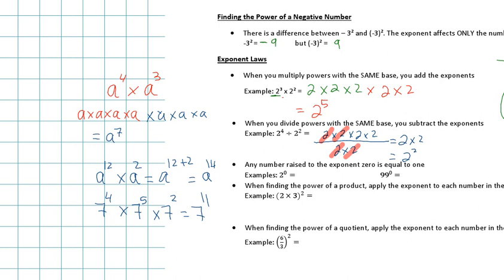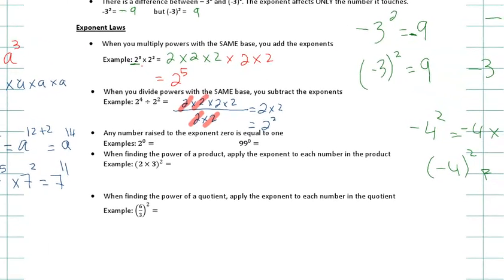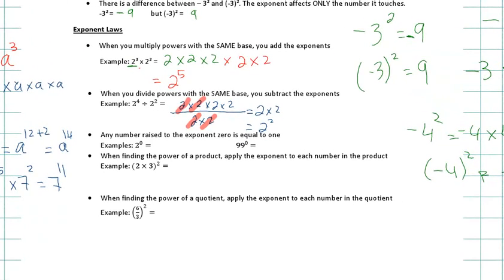Now, if I want to make it easier and I don't want to expand and do all this work, you see how when I was multiplying, I had to add the exponents. What do you think I have to do with the division? Subtract. So if you do 4 minus 2, you're going to end up with the same answer.